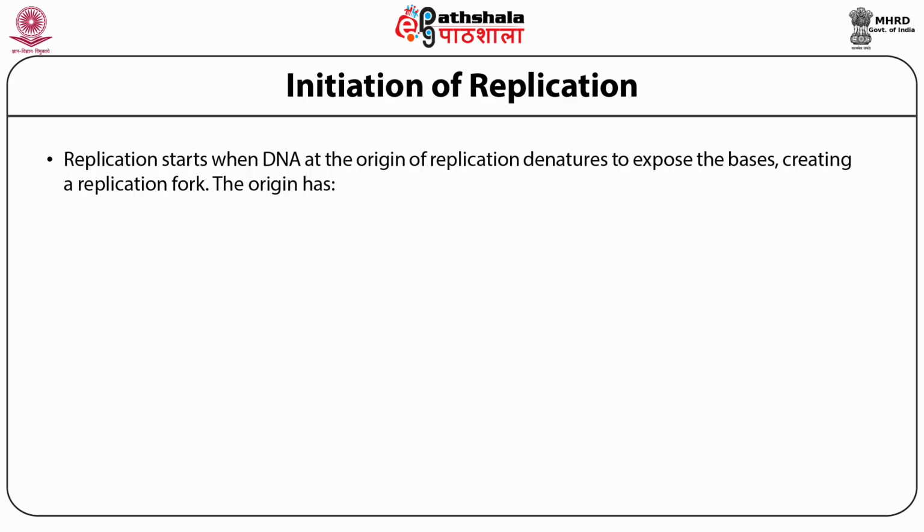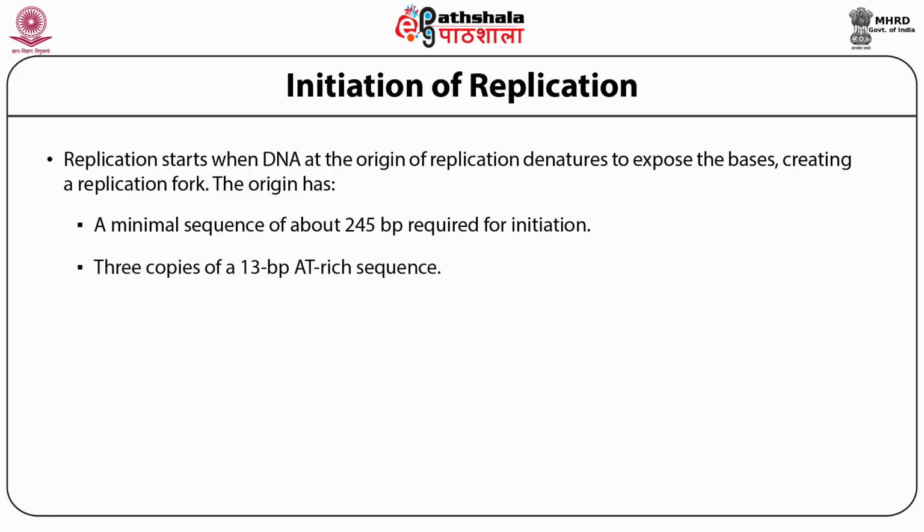Now, how does this occur? This origin has a specific sequence. It has a minimal sequence of around 245 base pairs. Along with that, it also has 3 copies of a 13 base pair AT rich sequence and 4 copies of a 9 base pair sequence.